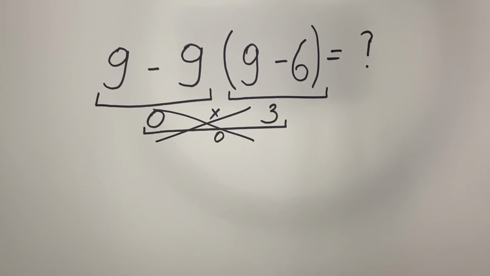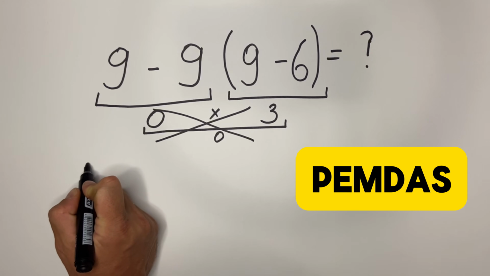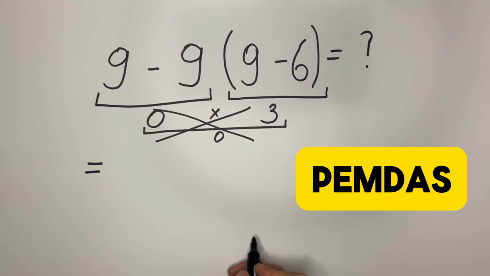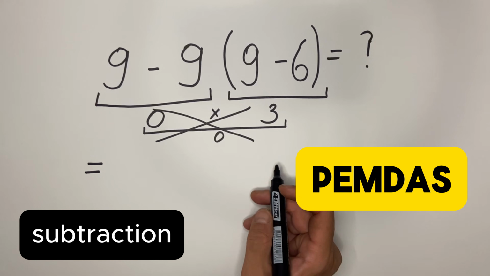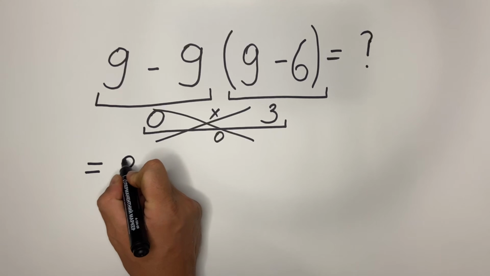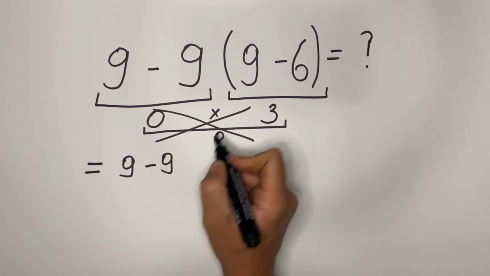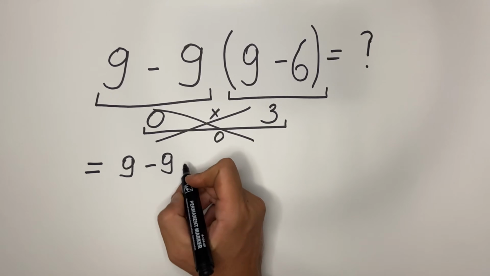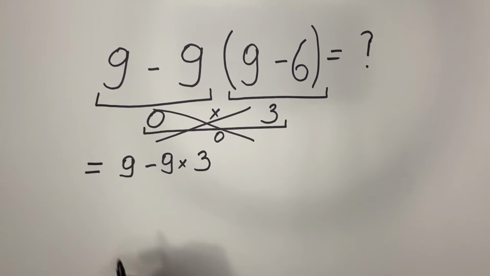The error occurs because we're not following the proper order of operations. According to the order of operations, PEMDAS, we must handle parentheses first, then multiplication, and finally subtraction. So the correct calculation is, first we solve what's inside the parentheses. 9 minus 6 equals 3. Our expression now becomes 9 minus 9 times 3.